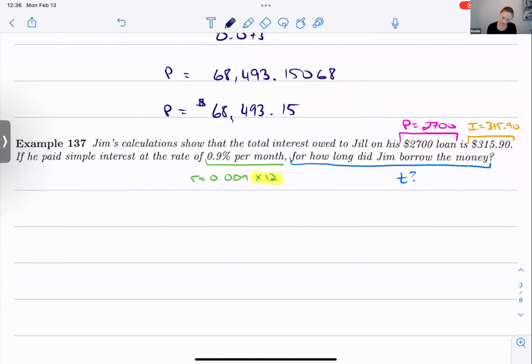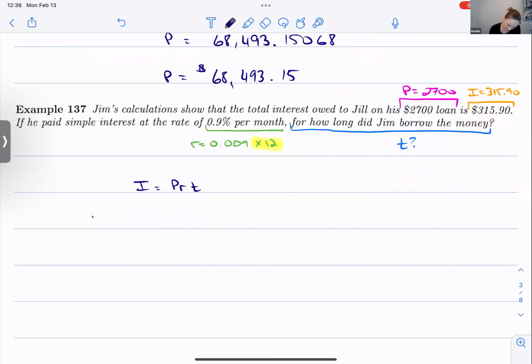So again, I have P, I have R, I have T. And so now I can use these to solve for T. And I have that one formula that has all these components. So that's going to be the most obvious choice, where I equals PRT.